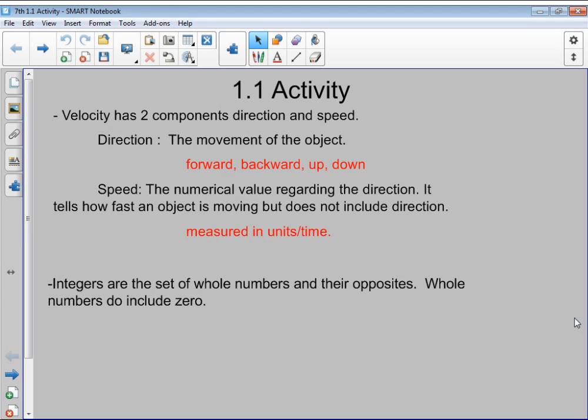So to get started, it says velocity has 2 components, which are direction and speed. Direction is the movement of the object either forward, backward, up, or down. So that's the direction. The speed is going to be the numerical value. So numerical means number. So it's the numerical value regarding the direction. It tells how fast an object is moving, but does not include its direction. So key thing to remember is speed does not include the direction. Whether it was going up or down, forward or backward, speed is just telling you how fast something is traveling.